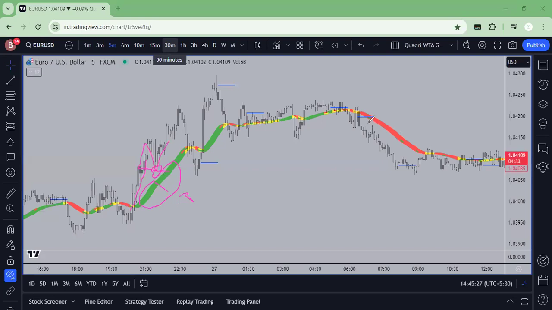For example, here the ribbon is red, there is an imbalance, but we haven't seen any pullback to this particular level. If that would have been the case, then I would have shorted over here. Now, here after the imbalance, price went below the ribbon, and now it is red. So it is up to you to take the trade or not. But I would rather love to see this trade setup.